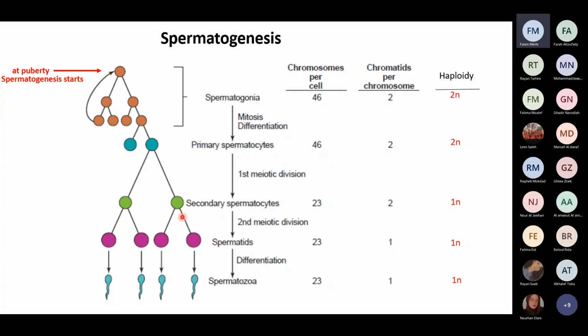Now the secondary spermatocytes are the result of the first meiotic division. They are haploid cells having 2 chromatids for each chromosome. Those secondary spermatocytes will have their second meiotic division to give spermatids, which are haploid and have 1 chromatid per chromosome. Then those spermatids will differentiate. Here we have the differentiation phase to give the spermatozoa, which are also haploid cells with 1 chromatid per chromosome. Is it clear? Yes. Okay.